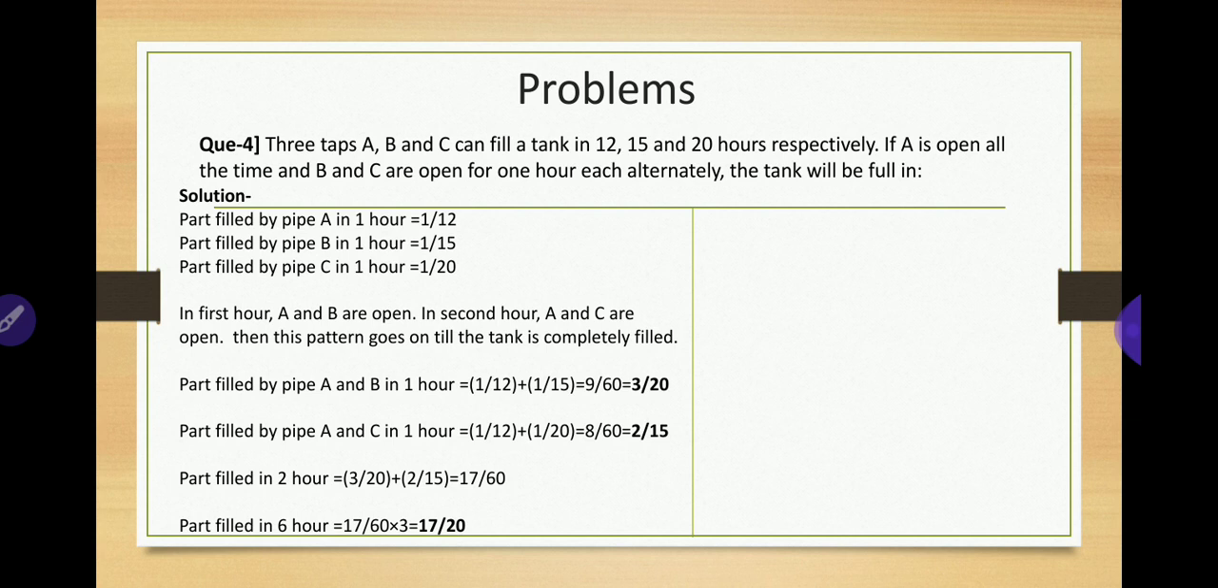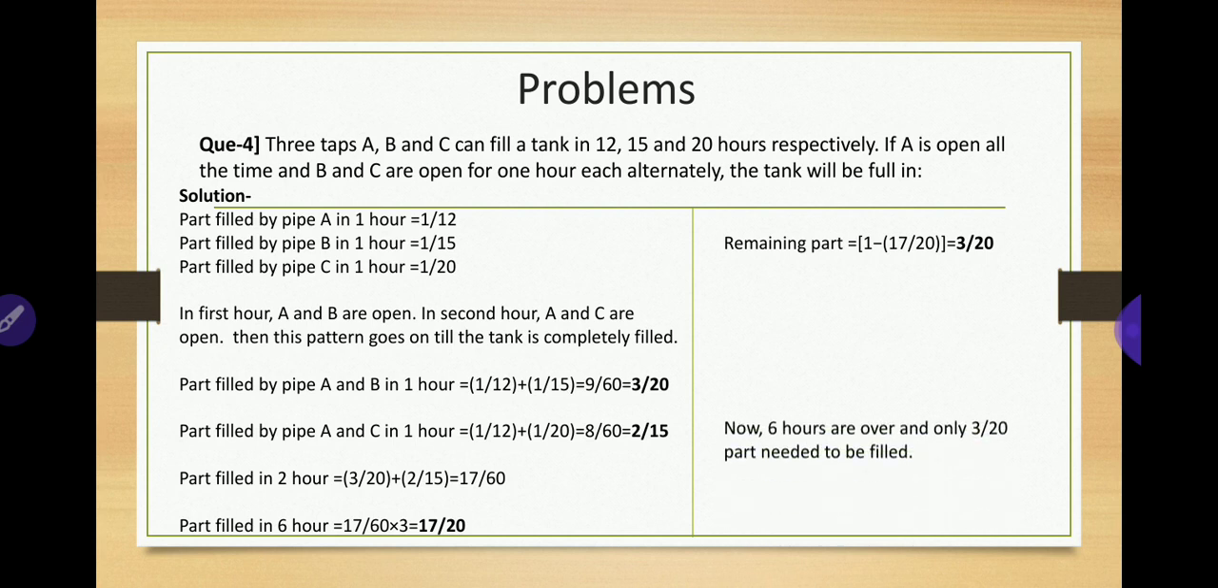17 into 3 divided by 60, you will get 17 divided by 20. So that much part will be filled in 6 hours. Now what is the part remaining to be filled? That can be found by 1 minus 17 by 20, it is 3 by 20. So 3 by 20 part remains to be filled after 3 hours.